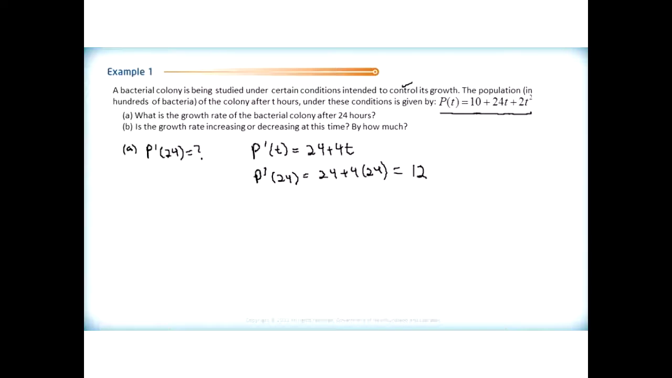So we should interpret this in terms of the problem and give it the correct units. So we're going to have a growth rate of 120, and remember that's in hundreds of bacteria, and it's a positive number. So what that tells us is that we're growing by 120 hundred, so 12,000 bacteria per hour. Okay, so we're growing by 12,000 bacteria per hour at exactly 24 hours after we start the experiment that we're doing here.